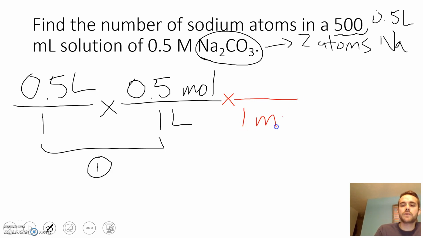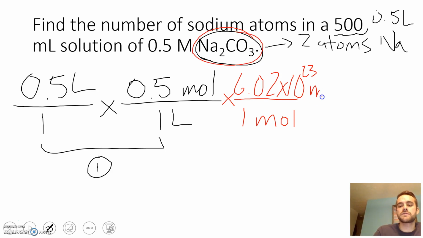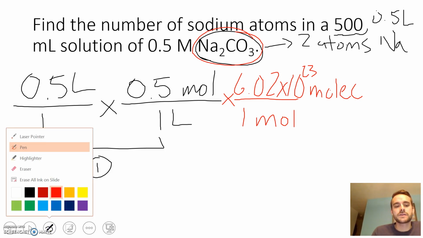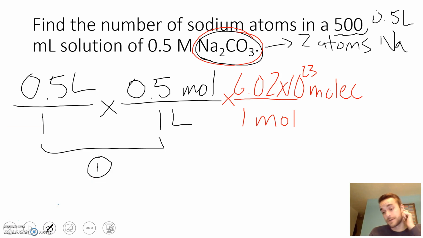And now I'm trying to count how many things I have. So Avogadro's number is what you use to count. For every 1 mole, you have 6.02 times 10 to the 23rd. And in this case, sodium carbonate is a molecule, so you must convert to molecules first. Okay? And then this problem actually has 3 steps, which is pretty intense. So if you look for every 1 molecule of sodium carbonate, you have 2 sodium atoms.